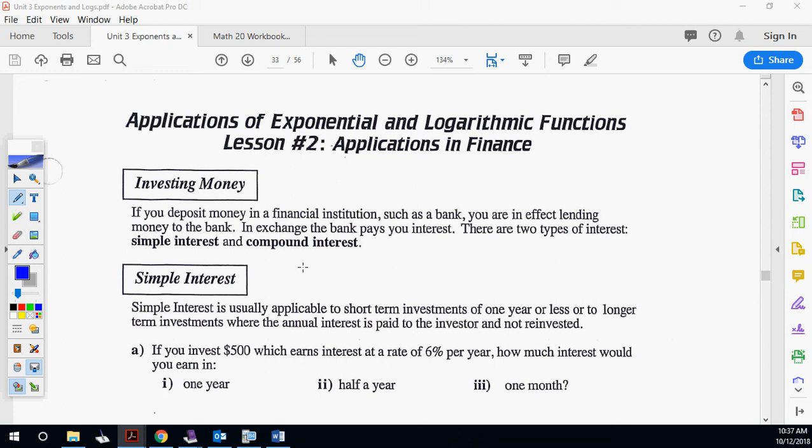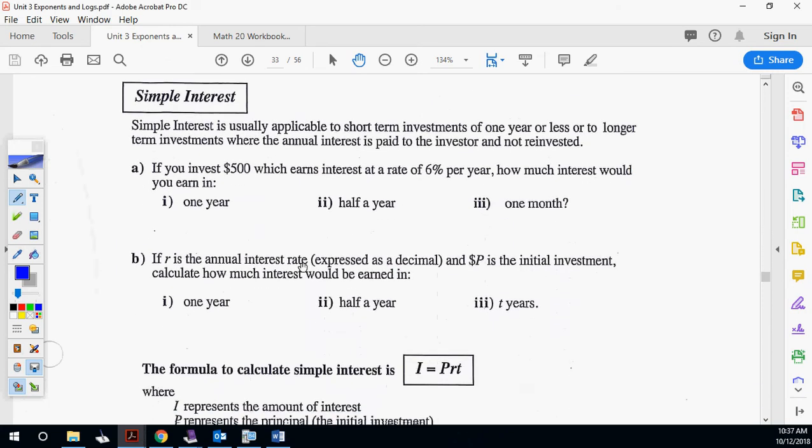Unit 3, Lesson 2A. So it's our second lesson, too. It's the applications lesson. So we're going to go into finance now. So investing money, we're going to compare simple interest and compound interest for this lesson. So first off, we'll just start with simple interest.